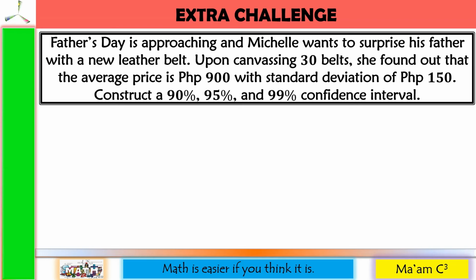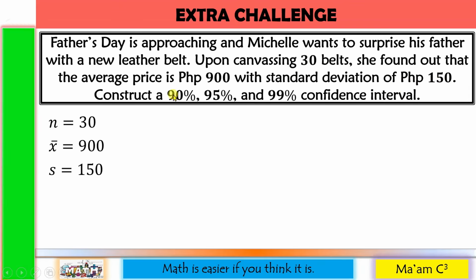Let's have our given. So we have here upon canvassing 30 belts. So we have n is equal to 30. Found out that the average price is 900. So this is the sample mean. And the standard deviation of 150 referring to the sample. So this is the sample standard deviation.